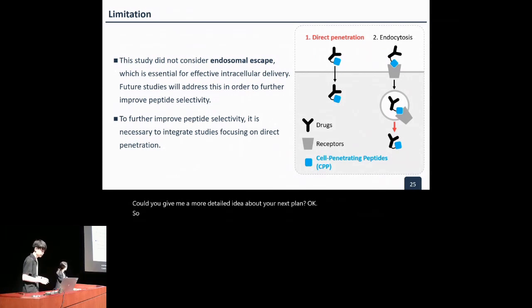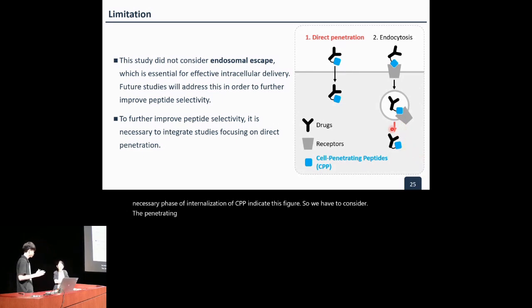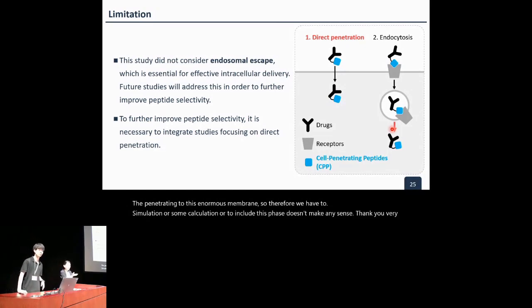So I said this study did not consider endosomal escape. Endosomal escape is a necessary phase of internalization of CPP, as indicated in this figure. So we have to consider the penetration of the endosomal membrane. Therefore, we have to use simulation or some calculation to improve this phase. Does that make sense? Thank you very much.